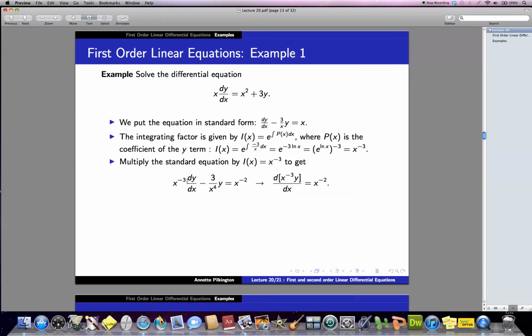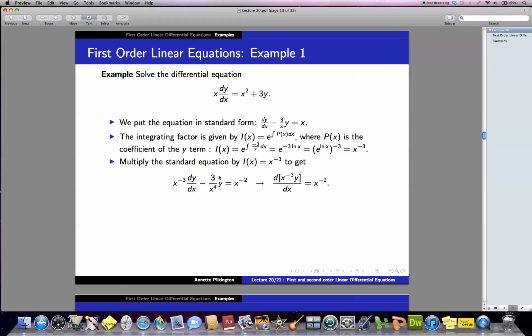So we get x to the minus 3 dy/dx minus x to the minus 3 times 3 over x, so that's minus 3 over x to the 4 times y, equals x to the minus 3 times x, which is 1 over x squared, or x to the minus 2.